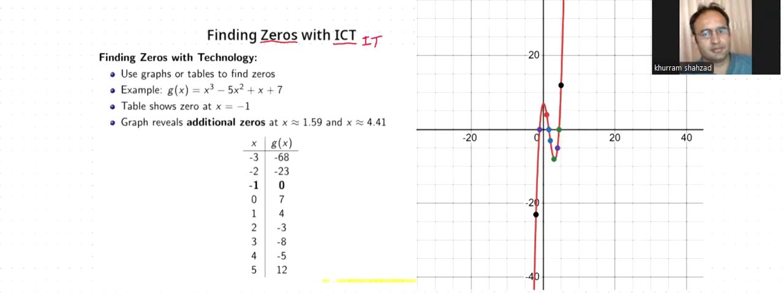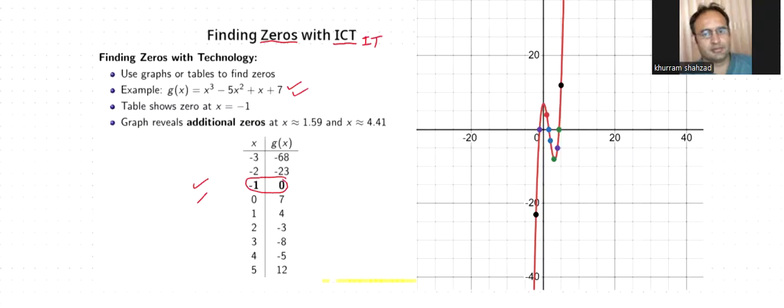So for example, we have this function g of x is equal to x cubed minus 5x squared plus 7. We have drawn a table. From here, you can see that this is the table for the values of input x and values of output y. And this table shows one zero of the function. So this is one zero of this polynomial g of x.